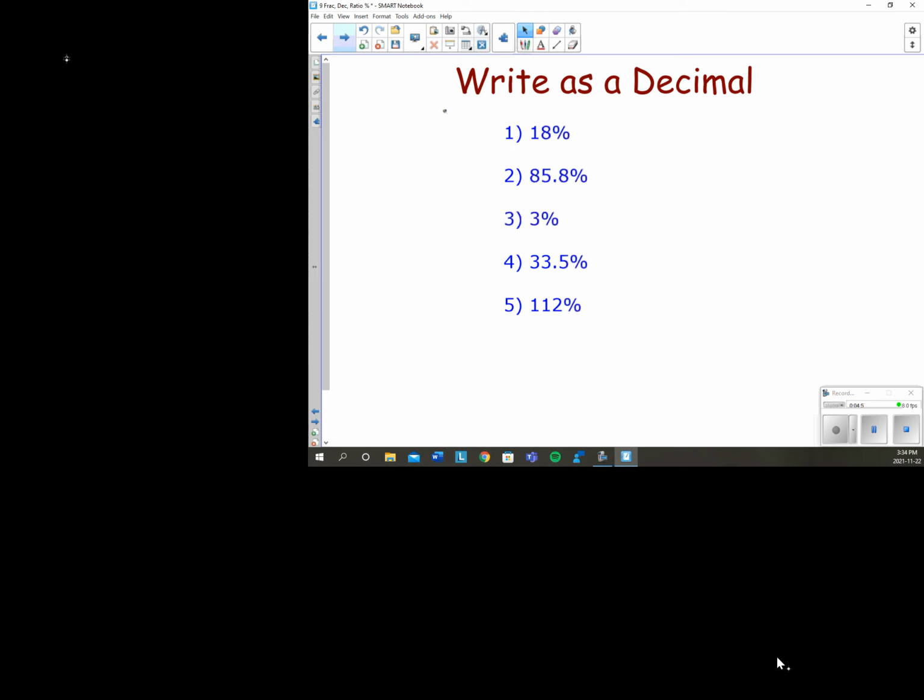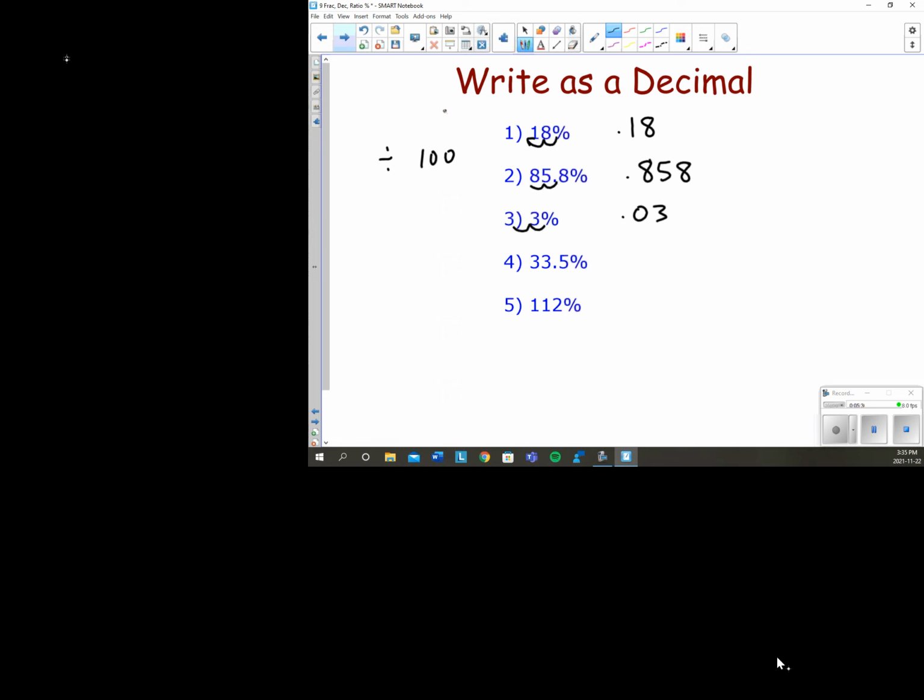If you've got a percent and you want to write a decimal out of it, it couldn't get much easier. You just simply divide by 100 or move the decimal over 2 places to the left. So 18%, again, becomes 0.18 as a decimal. Again, just move the decimal over 2 places to the left, or divide it by 100. Same thing. So 85.8%, move the decimal over 2 places, that's 0.858 as a decimal. 3%, again, move the decimal over 2 places, 0.03 as a decimal.